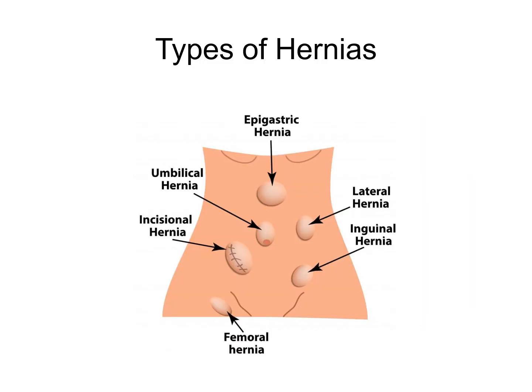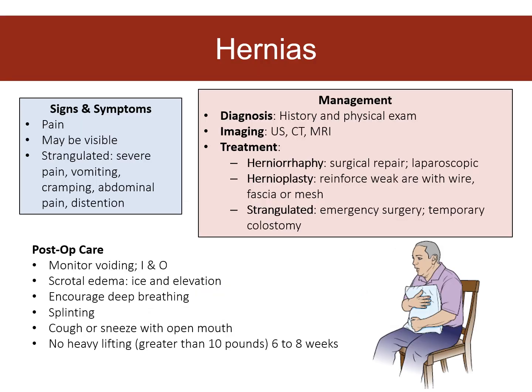These are some different types of hernia. It can really happen anywhere where you have intestine. Okay, so these patients will probably have pain. You can probably see it from the outside, a little bulge. If the intestine is already strangulated, they're going to have severe pain, possible vomiting, cramping, pain, and distension.